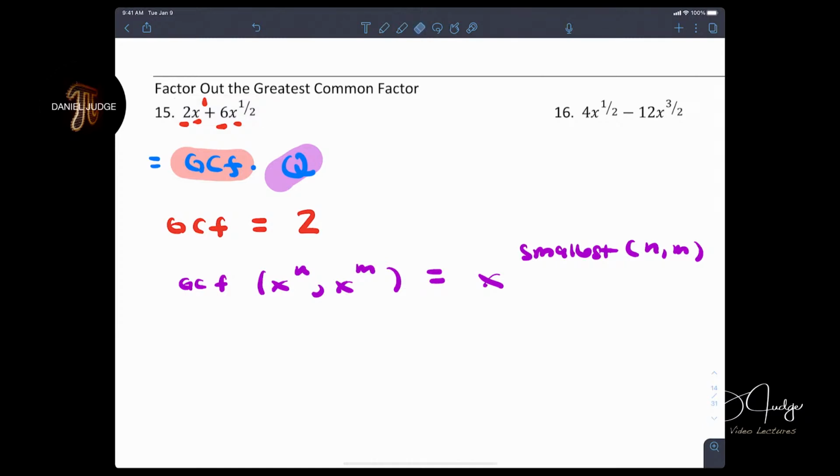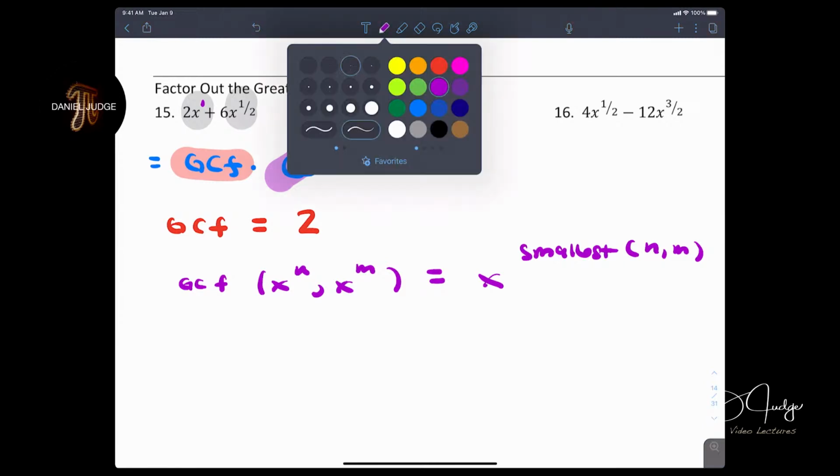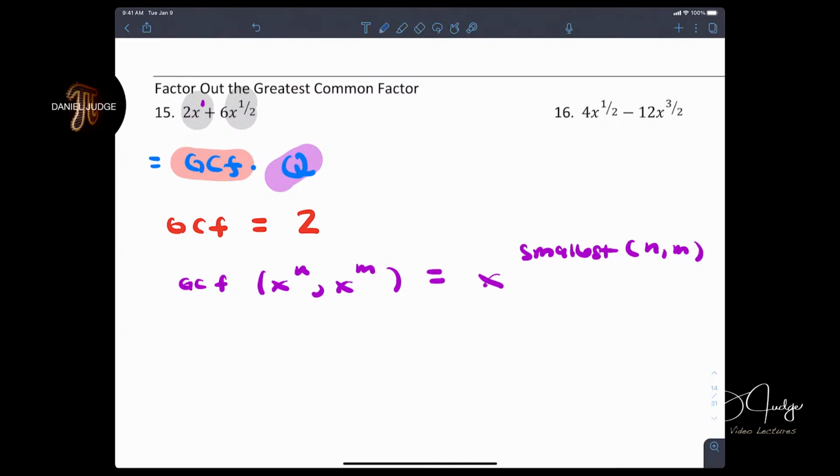So what I'm really saying here now is, as you focus on the x to the first and the x to the 1/2, you have to know what number is smaller. Okay, the GCF now of x to the first power and x to the 1/2 power is x to the smaller of the power. 1/2 is smaller than 1. And so you're done. You found the greatest common factor. And so you're almost there.